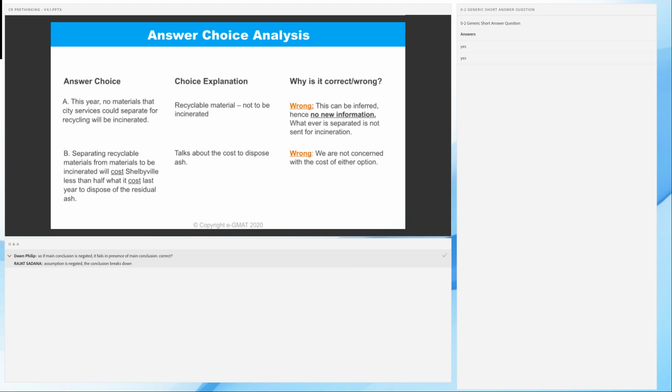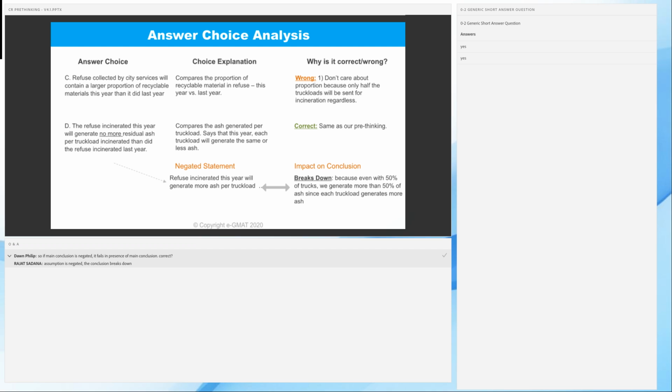Choice A says, this year, no material that city services could utilize for recycling would be incinerated. It is a must-be true condition. The problem is it doesn't provide any new information. You can infer this from the argument. Because it doesn't provide any new information, even though this is a must-be true condition, this is not the correct assumption because of lack of new information. Choice B talks about cost. We don't care about cost. Choice C talks about the proportion of recyclable materials. Doesn't matter to us. Why? Because we'll only get half as many trucks for incineration. People who chose choice C, 10 of you chose choice C. Is that clear to you? Folks who chose choice C.